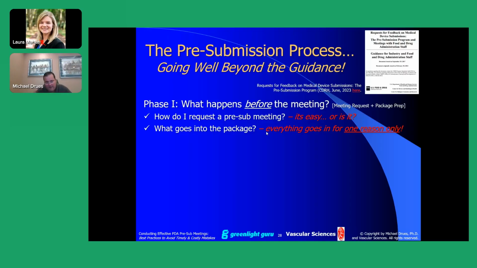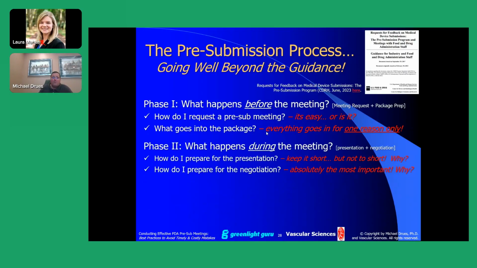And therefore, everything that goes into the package should be in there for one reason and one reason only. And that is to help FDA come to the answer to the question that I want them to come to. Moving on to the next phase, what happens during the actual meeting, if you choose to have a meeting. Again, you don't have to, but I always do.